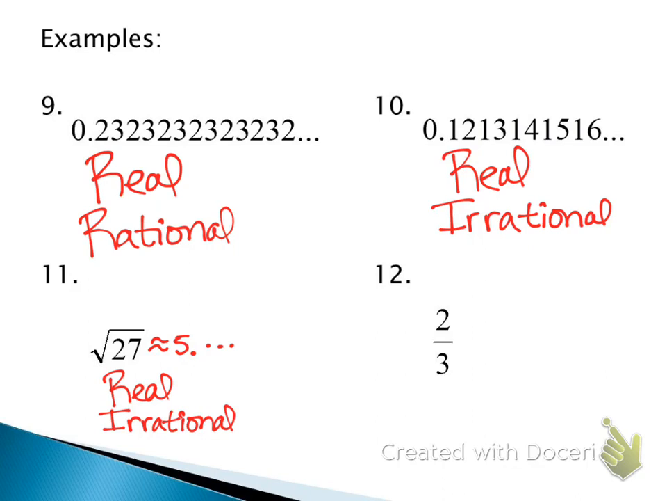Number 12, last one. Shannon, what's the most broad set? Real. It's a real number. Then we have to decide rational or irrational. Jalen, what do you think? Rational. If it's a fraction, it is rational. Next, we have to decide integer, yes or no. Logan. No, it is not an integer, so that means we can be finished.